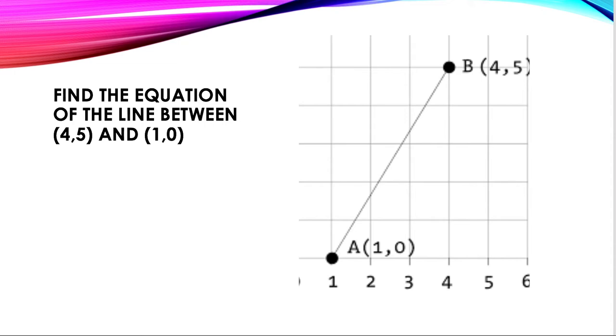So with that in mind, let's look at our first example. Our example says to find the equation of the line between the point (4, 5) and the point (1, 0). Now, if you remember, these are the points that we looked at in a previous example where we calculated the slope. So we already know that for this particular problem, the slope of the line is going to be 5/3.